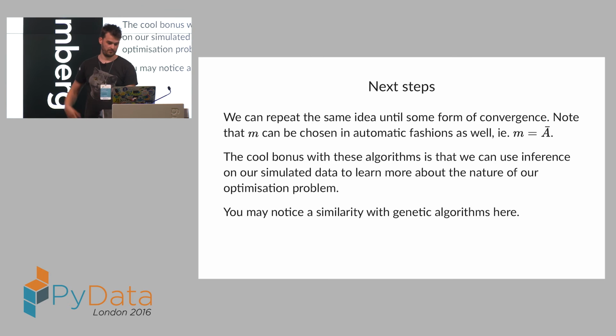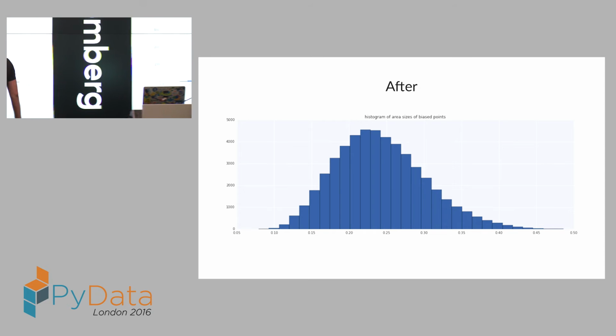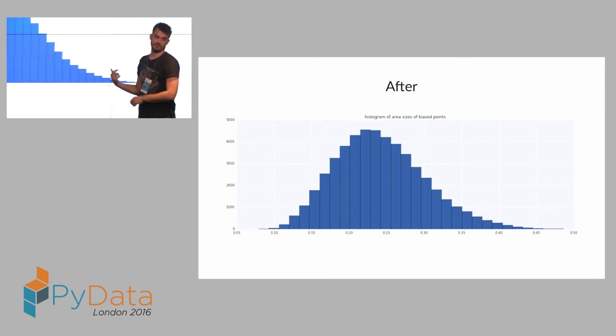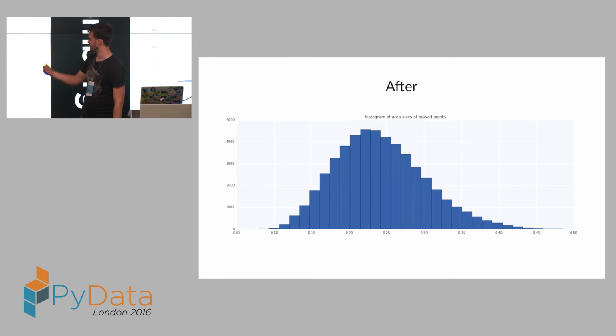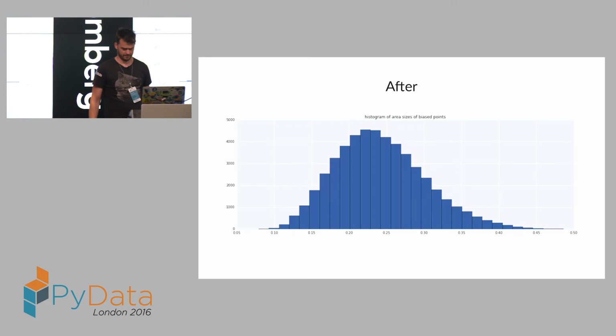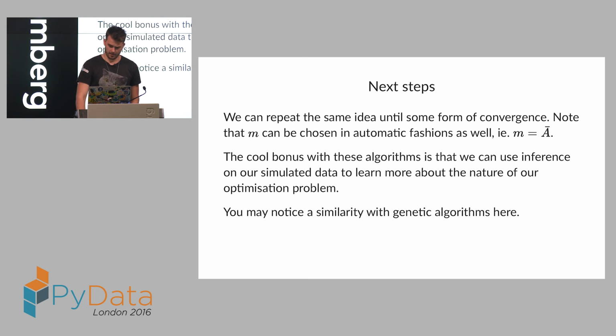And we can repeat and do it again. So again, we would say, you get the biggest half, sample from it again, get the biggest half, sample from it again. And I think I did this 3 times, and then I had the biggest triangle. So the idea is to repeat this idea until we have some form of convergence. Note that m in this case can be chosen automatically, such that m is equal to the average of the areas. And the cool bonus with these algorithms is that we can use inference on our simulated data to learn more about the nature of our optimization problem.